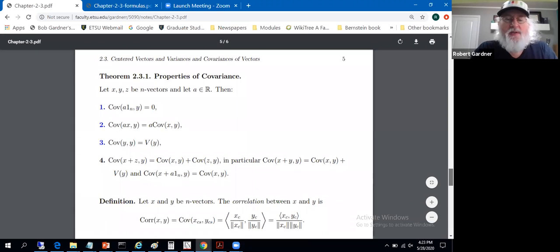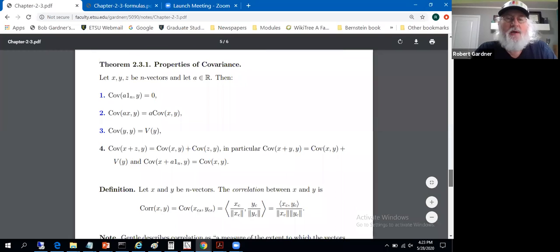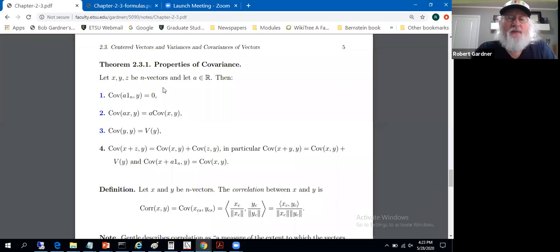Some properties of covariance are as follows. We actually just proved the third one, we used an x instead of a y. We're taking vectors x, y, and z, and a is a scalar. The covariance of a times 1 sub n with y is 0. Let's think about what happens here. This is a constant, this is the vector a, n times. So when we do a covariance there, we'll get 0. We'll see when we go through the computations.